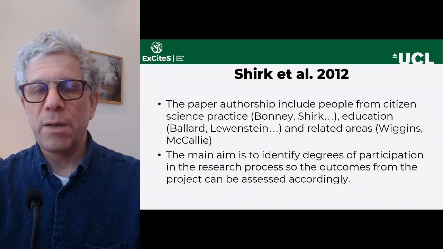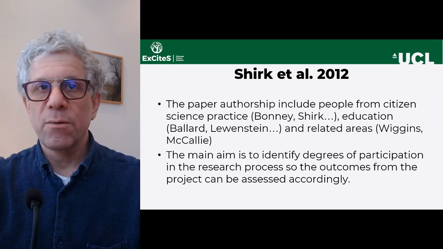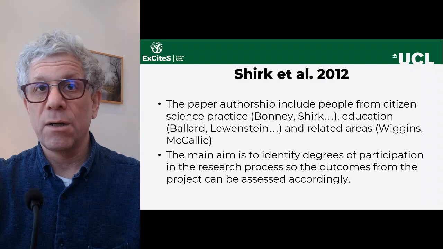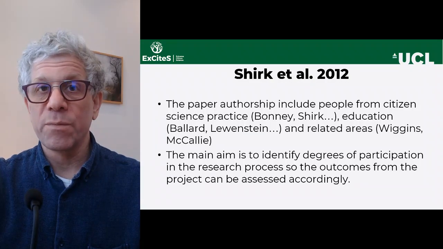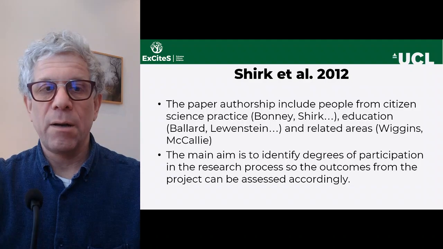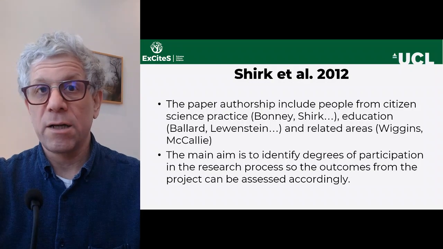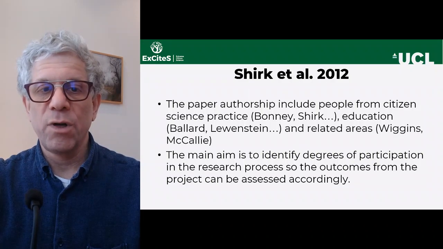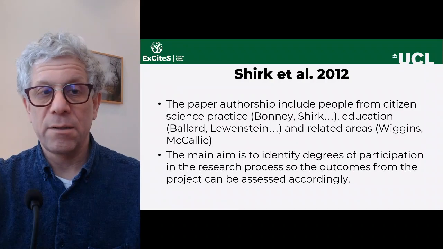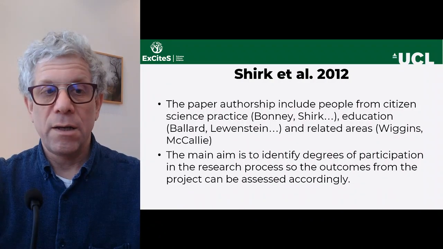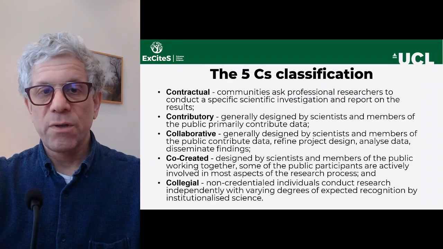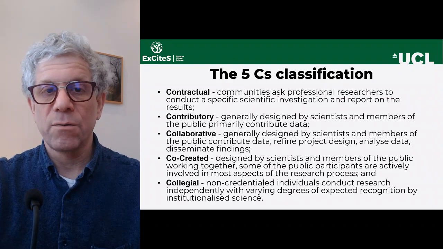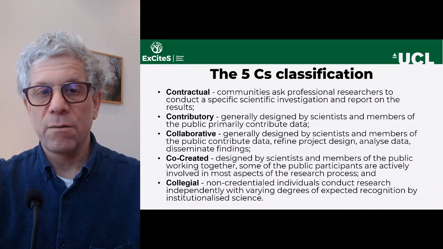In the 2012 paper, the authorship demonstrated that there were experts coming from science communication, from education or science education, and also from related areas such as human-computer interaction. The main aim is to identify the degree of participation in the research process and the outcomes that can come out of it, and to assess them accordingly. So the five categories that are identified are the following.